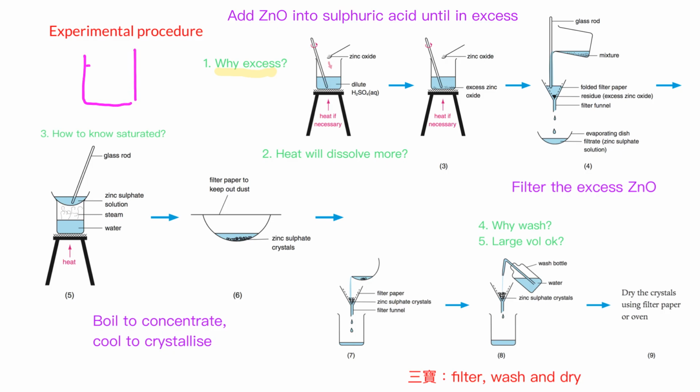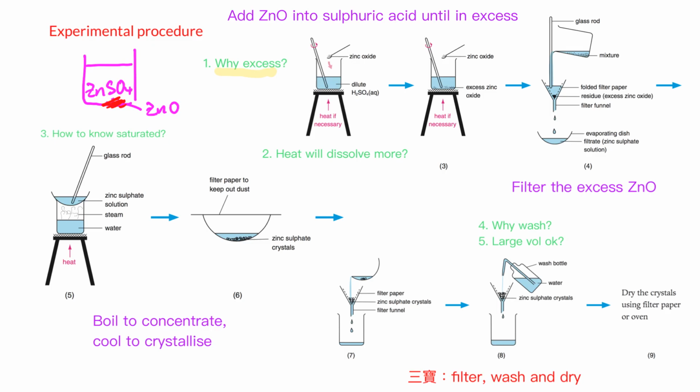If I have excess zinc oxide, then all the acid can react. So we will have zinc sulfate, which will be the salt, and then the excess zinc oxide will be the solid. To remove this zinc oxide, it's actually pretty easy. You just use filtration. Then in the solution, you purely have zinc sulfate compound only.